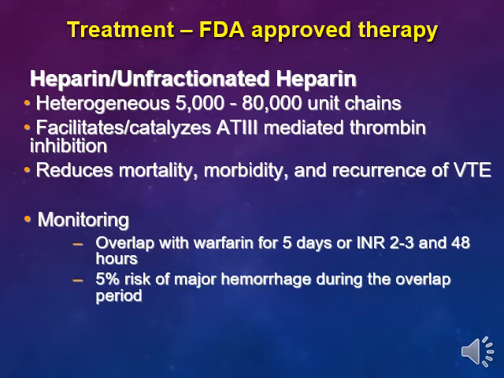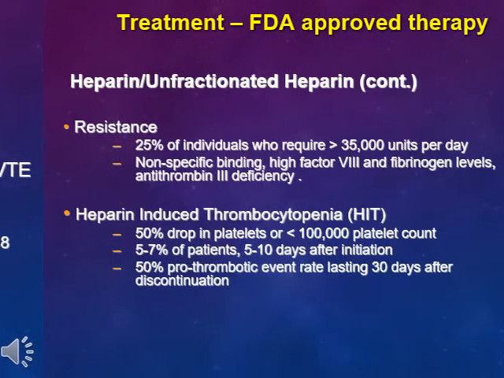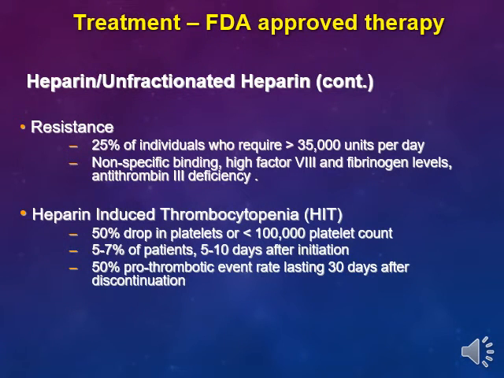So we must do this overlap until reaching the INR, international normalized ratio, at 2 to 3 times the normal after 72 hours or after 4 days, maybe more, according to the patient's hemodynamics.